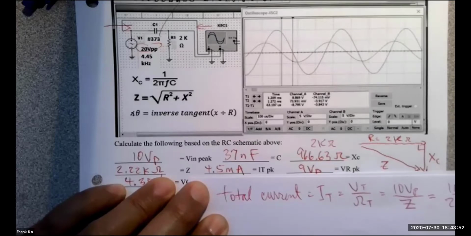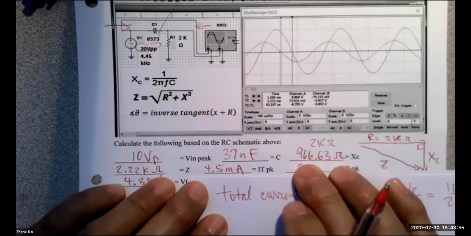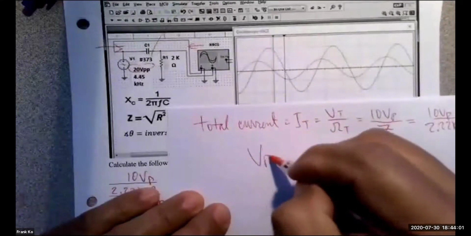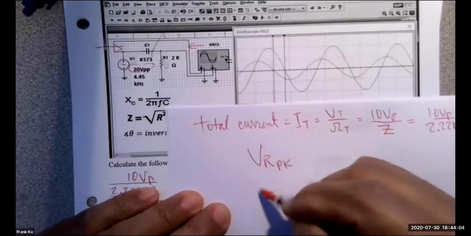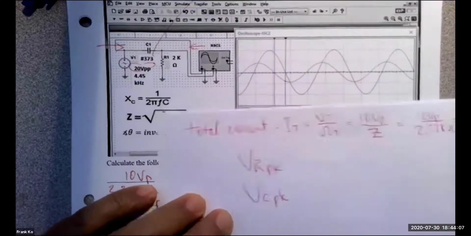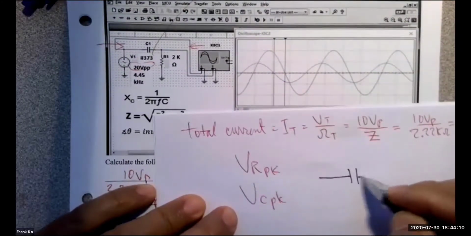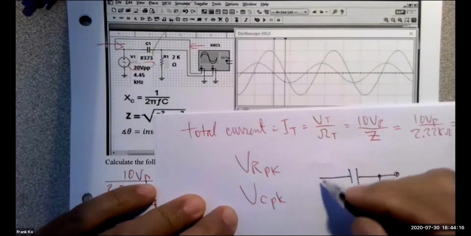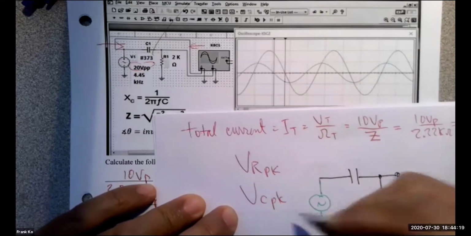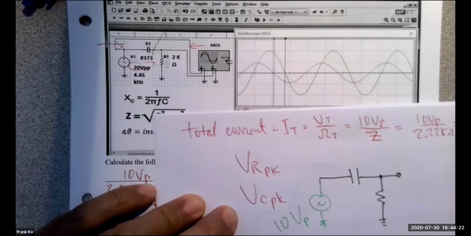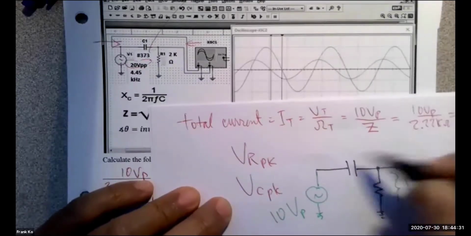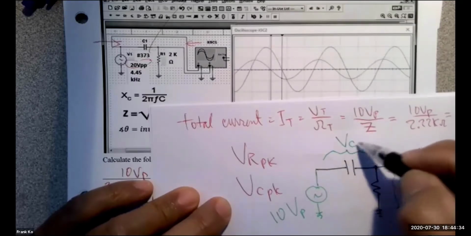4.5 milliamps, okay? Now, you are asked for calculating the voltage of the resistor. So you are asked now for VR peak, and you are asked for VC peak. Remember, your circuit is like this, and you have attached to that circuit a signal source. The signal source is 10 volts peak. You're trying to find how much is here as VR peak, and you're trying to find how much is here, which is VC peak.